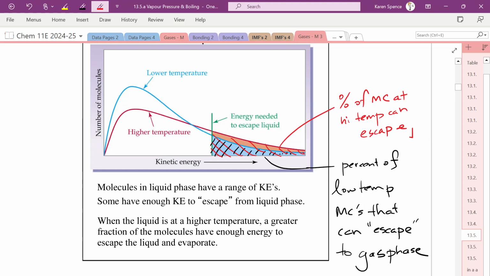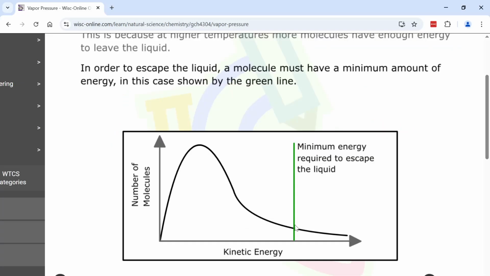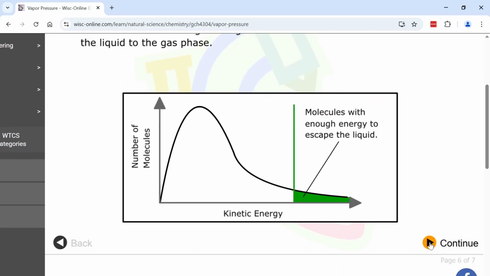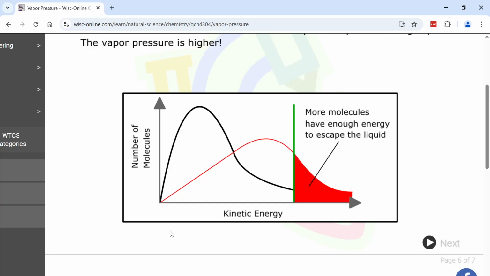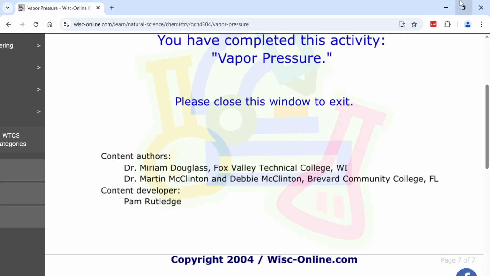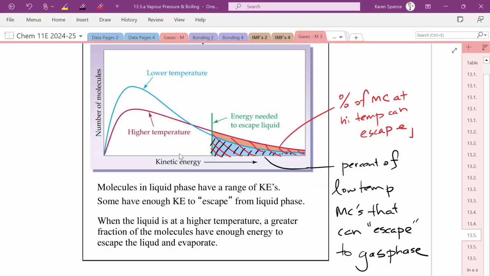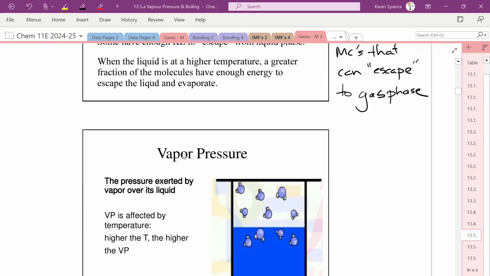Okay. So hopefully that diagram explains why at a higher temperature you get more gas molecules escaping. Yeah, okay. Good. And then they show it here. There we go. Same thing. Next. Oh, we've completed the vapor pressure activity. Hooray! All right. There's our vapor pressure.